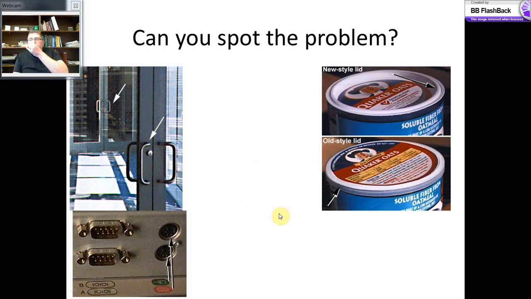Here's another one. New style, old style Quaker Oats lid. The old style kind of was flat on top and had a seal on the sides. The new one kind of has an impression on the top, and the seal kind of goes up and over the lip. The problem is, it's kind of hard to grab a Quaker Oats can if you have a small hand. If you're a child, right? Your one hand doesn't really fit around the whole thing. I'm not even sure my hand fits around the whole thing.